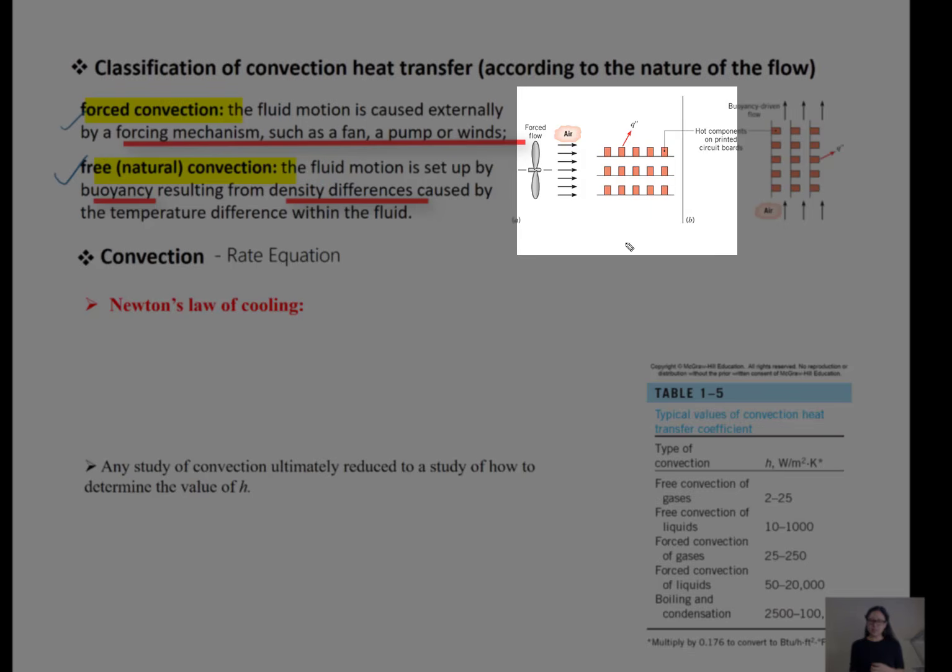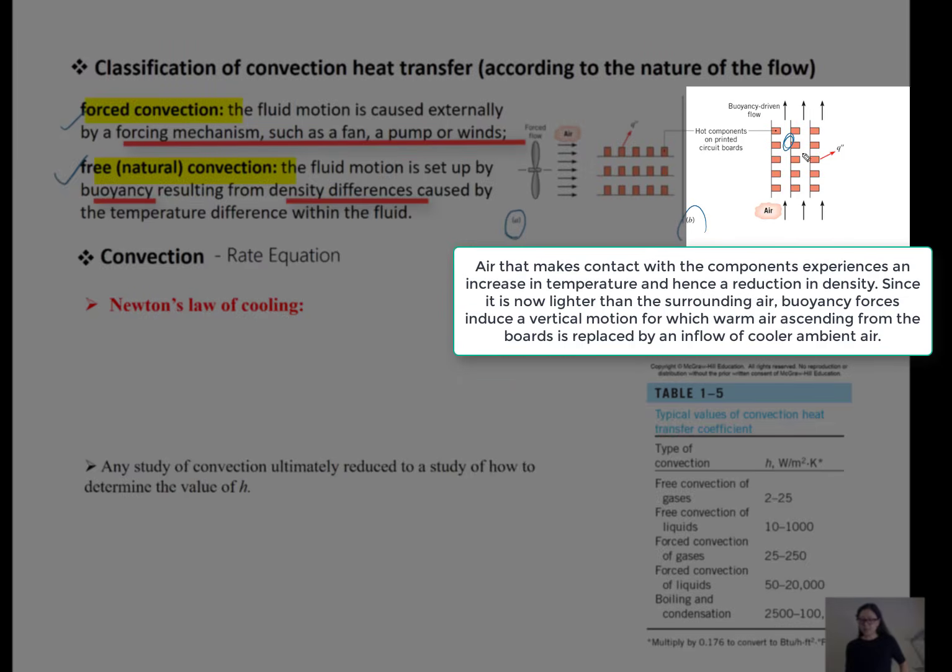So this could be the circuit boards of your computer. You know they get hot. To cool it, in case A, we use a fan to drive the air to move through the circuit boards. This is forced convection. Otherwise, air does not naturally move horizontally. So in case B, since these circuit boards are set up vertically, this fluid motion is simply driven by buoyancy. So this is free convection.